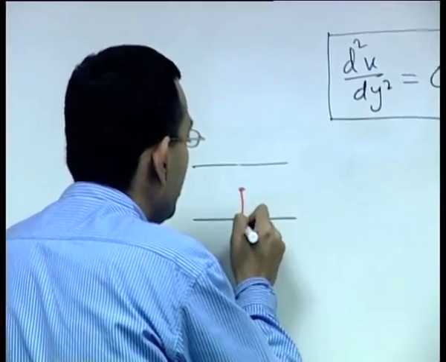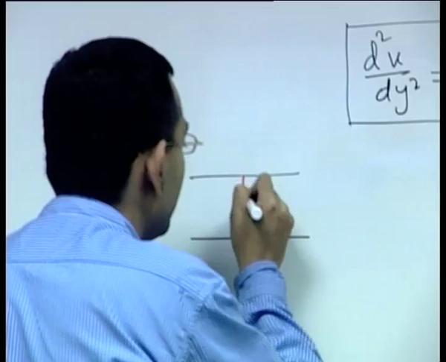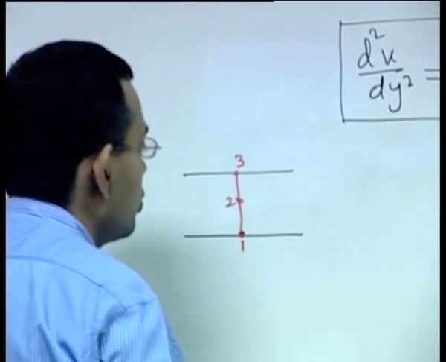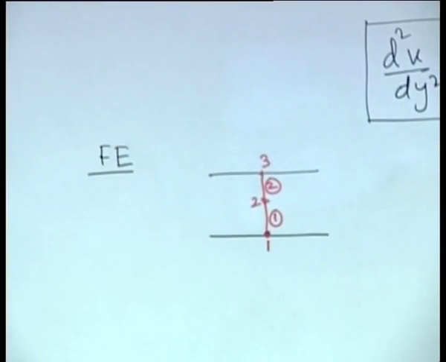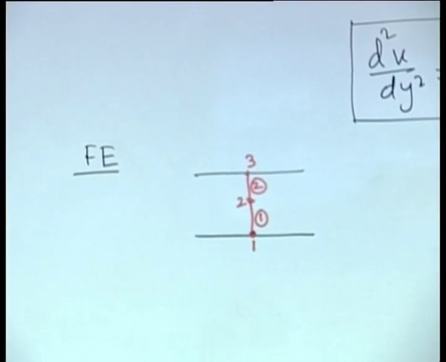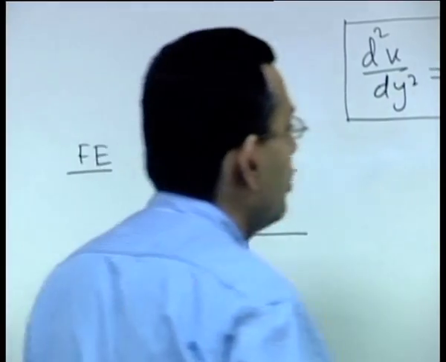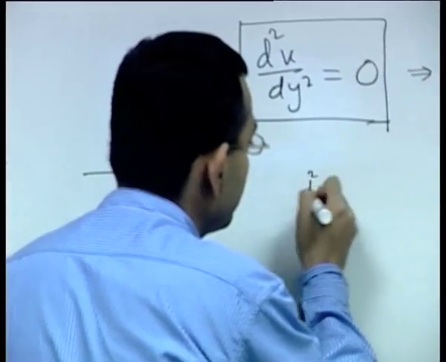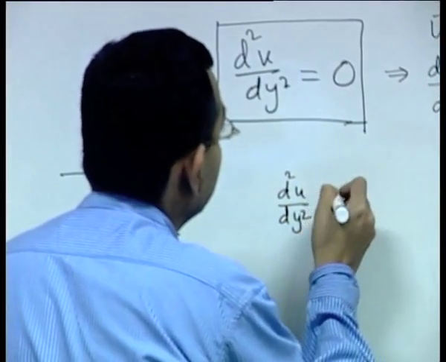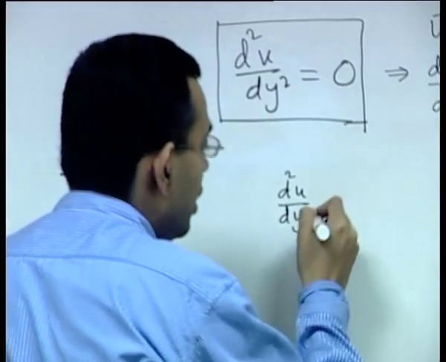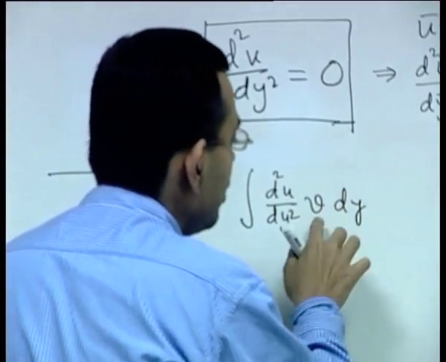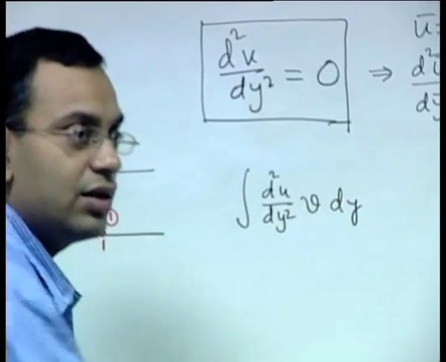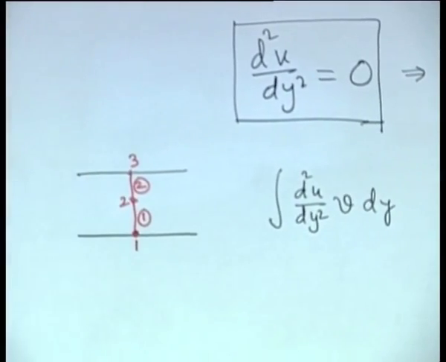So, let us give some names, numbers 1, 2 and 3. Element number 1 is 1 2, element number 2 is 2 3. So, for each element let us formulate the finite elements equation. What is the first step? You integrate it with respect to y after multiplying with a weighting function, let us say v is the weighting function, we are using Galerkin's method.